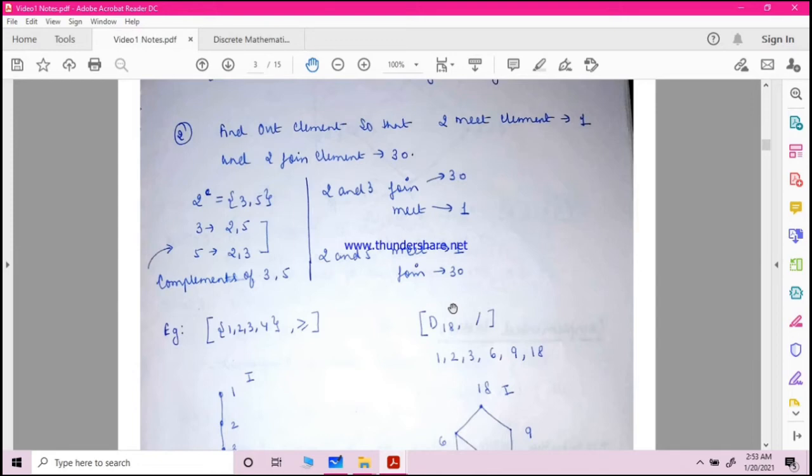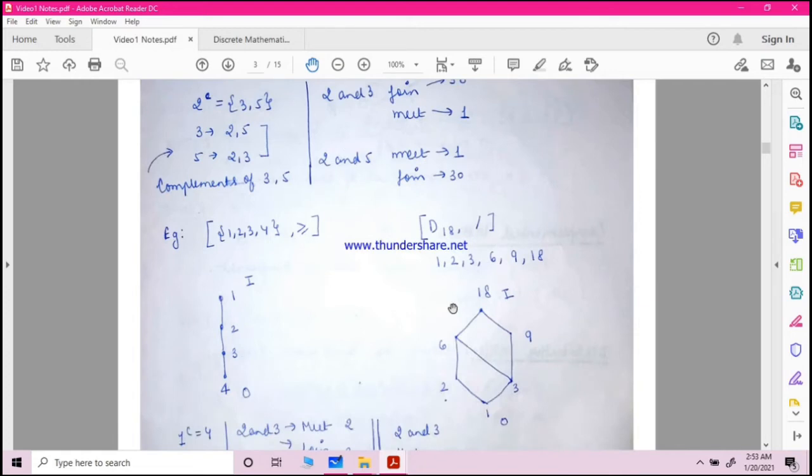Let's move on to another example. Here I have 1, 2, 3, 4, and greater than or equal to is the operation. This is a simple straight line. If I am complementing 1, I am getting 4. If I am complementing 4, I am getting 1. If I am finding the meet, I am getting 4. If I am finding the join, I am getting 1. So this is also an example of a complemented lattice.